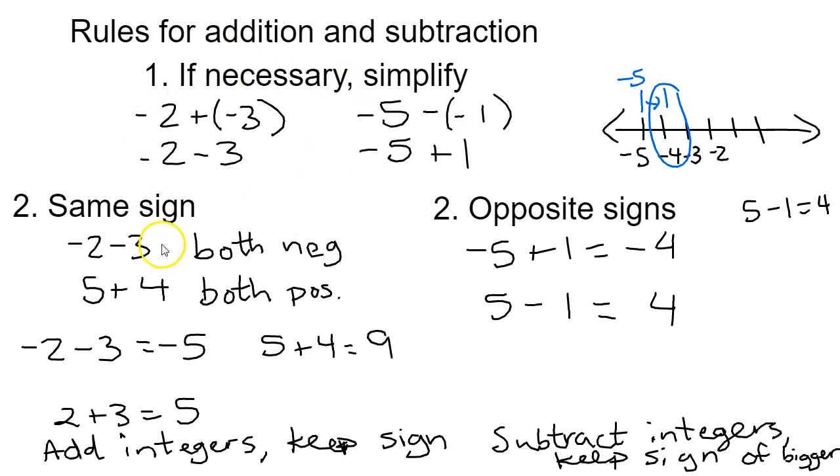So just to recap, when you're doing addition and subtraction, if necessary, we need to simplify these plus-minus situations or minus-minus situations. That doesn't happen with every problem, but if that situation happens, we simplify first. If you end up with the same sign, the rule is to add the integers and keep the sign. If you end up with opposite signs, the rule is to subtract the integers and keep the sign of the bigger integer.